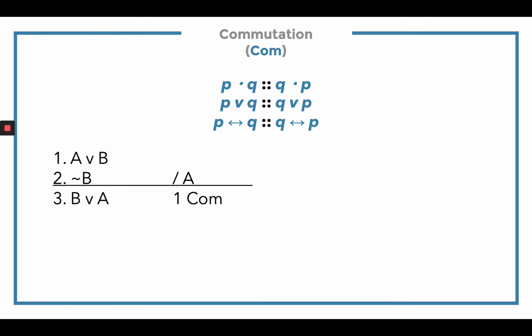B or A. That's from line 1, commutation. And then I can do disjunctive syllogism from lines 2 and 3. So if I have B or A and I know not B, I know that A must be true. Again, that's 2 and 3, disjunctive syllogism.